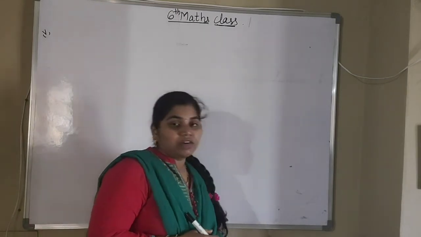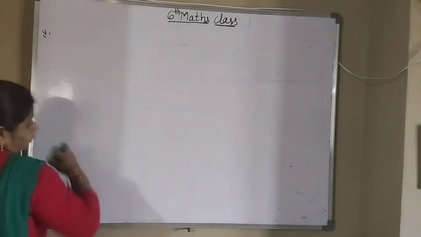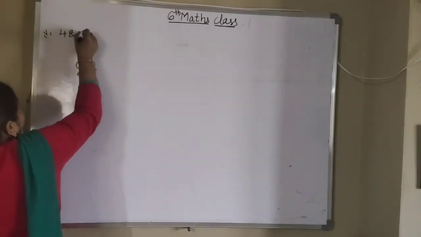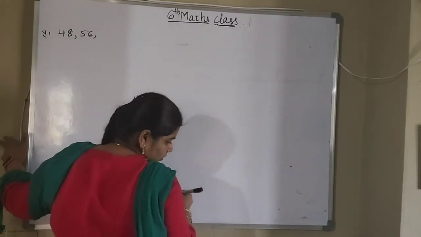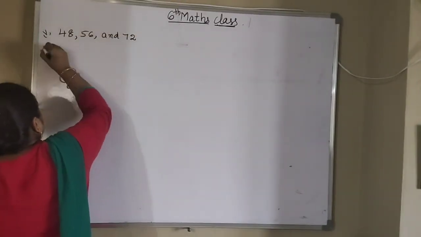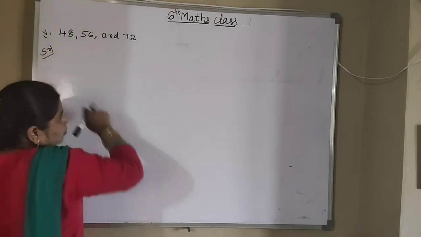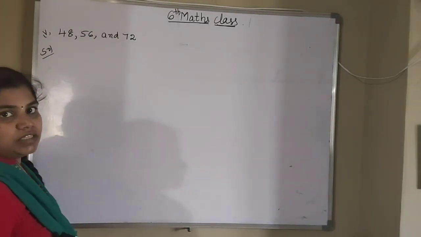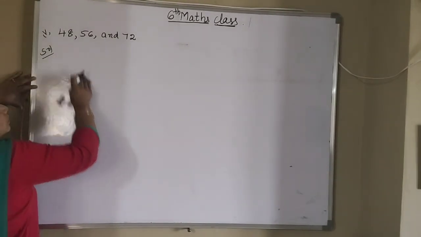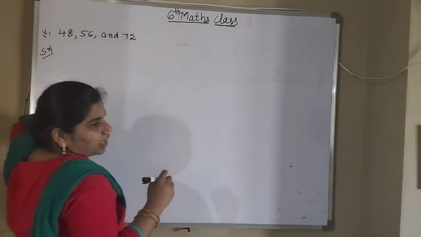Now we are starting our fifth bit. So what is the fifth bit here? 48, 56 and 72. So we have to find the LCM for these three numbers. LCM is nothing but least common multiple. So by using which method? By using prime factorization we are doing.